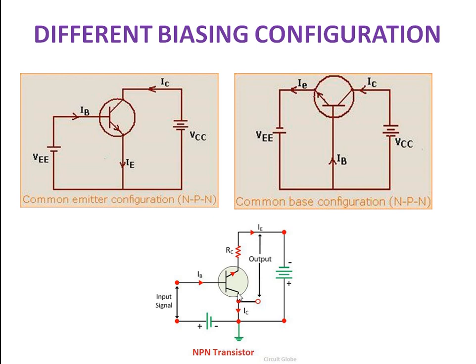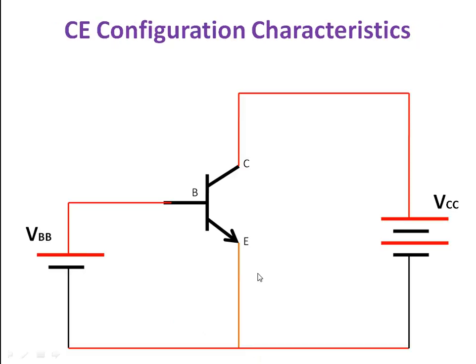And the last one is the common collector configuration. Mostly we use the common emitter configuration because it has high voltage gain as well as high current gain.